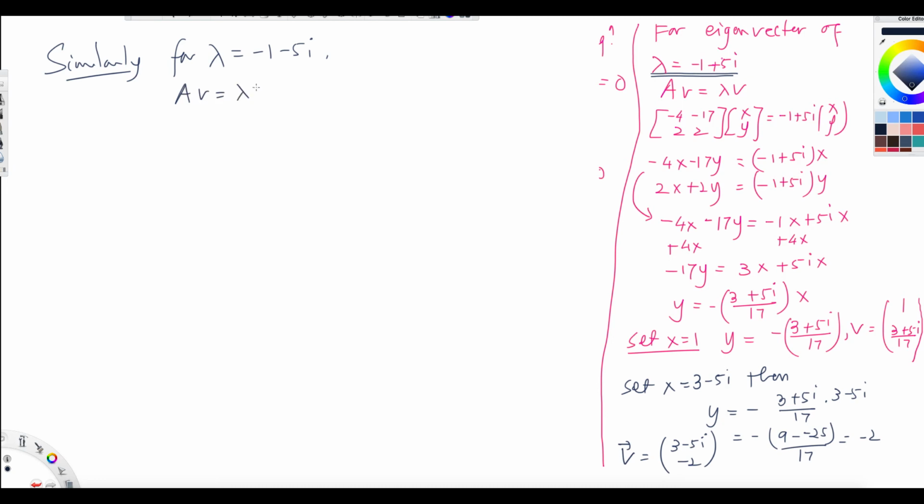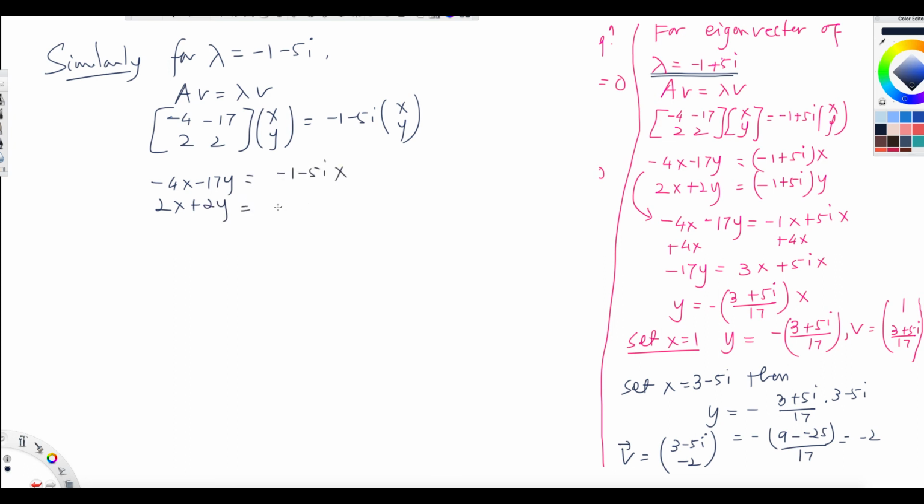Av equals lambda v implies A is [[-4, -17], [2, 2]], this is A. V is (x, y), right? Lambda is negative 1 minus 5i, and then (x, y). You see that? So (-4x - 17y, 2x + 2y) equals (negative 1 minus 5i)x and (negative 1 minus 5i)y. This is one matrix, and this is another matrix there. Let me write down the equal sign in the middle for now, and then I will compare each of them, okay?